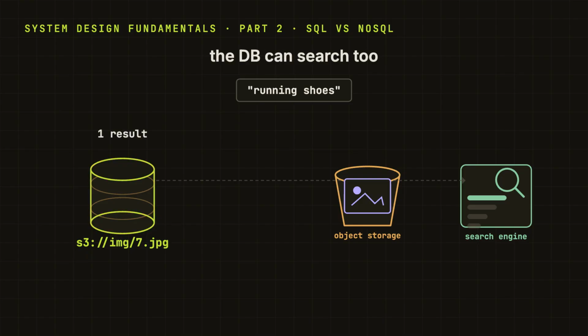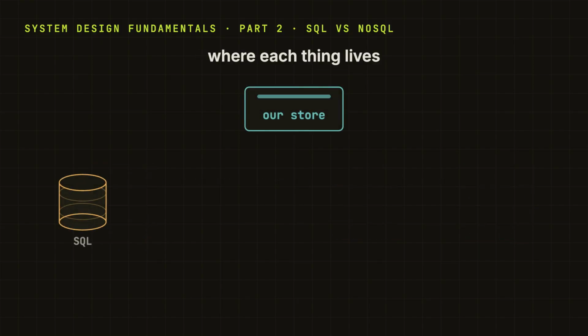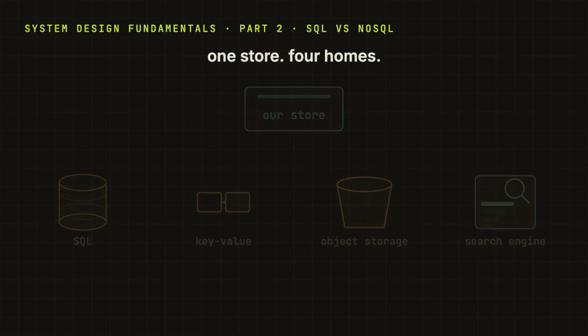A normal database can do basic text search. Postgres and MySQL both have full-text features, but a search engine is built for ranking, typo tolerance, and doing it at scale. It is worth being able to separate those two out rather than saying the database for everything. So, in our store, the orders and users sit in a SQL database. The sessions might sit in a key-value store. The images sit in object storage and search sits in a search engine.